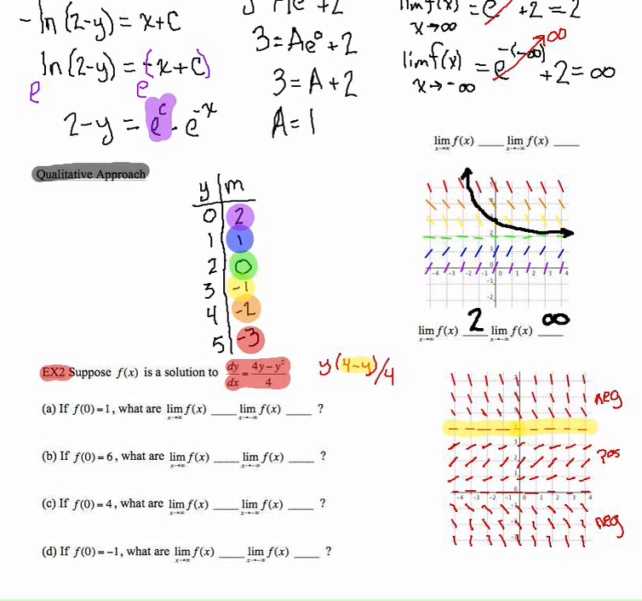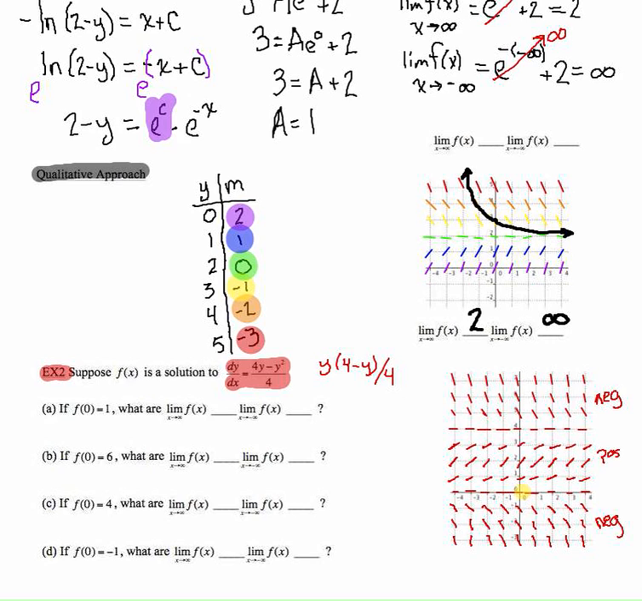Also, when y is equal to 0, same thing happens. This part of the numerator is equal to 0, makes the entire thing equal to 0, makes all of these slopes along here equal to 0.